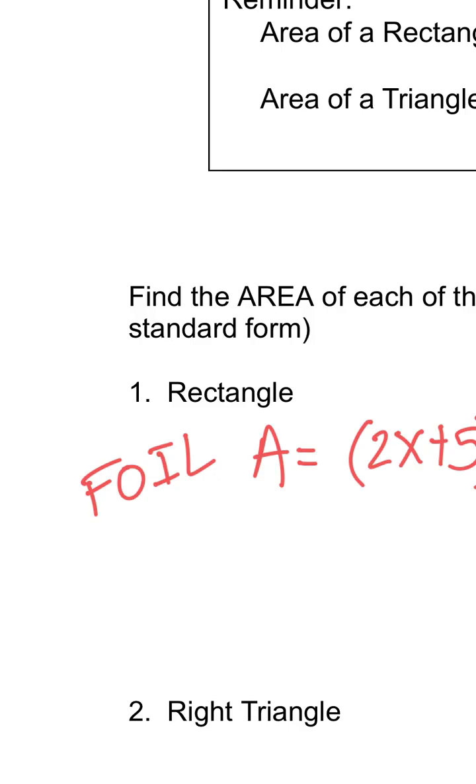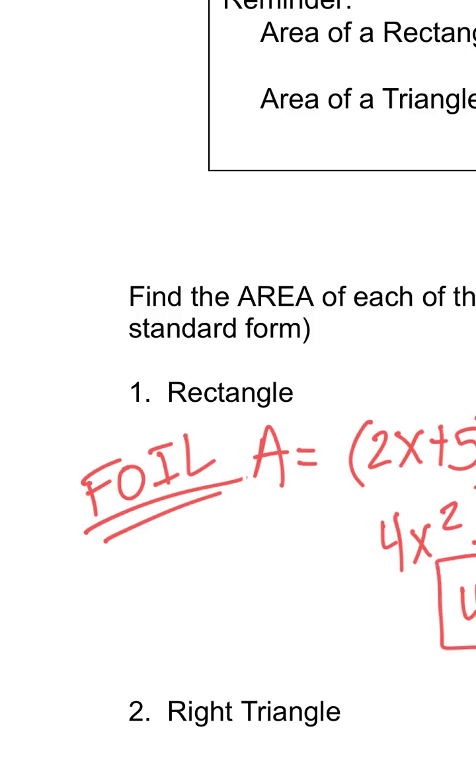And what would we get? I'll start it off. 4x squared is the first part. Okay, so we have 4x squared, and then we have our outer and our inner. Good. So we end up with 4x squared plus 8x minus 5. Perfect.